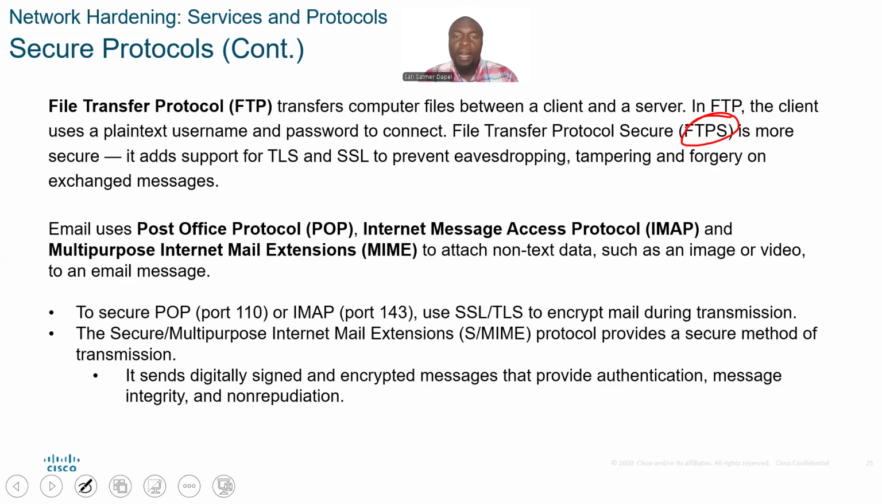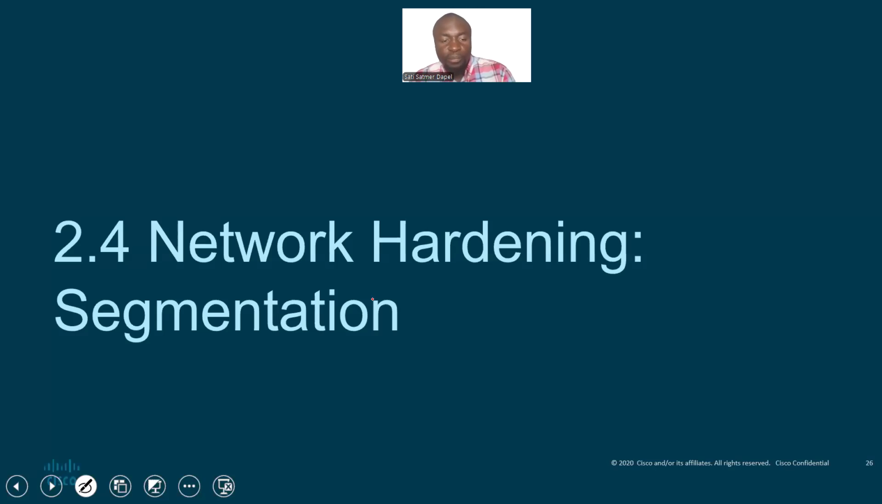So that's for transfer. How about for mail? Email uses what we call POP, which is the Post Office Protocol. And then you use IMAP, which is the Internet Message Access Protocol, and Multipurpose Internet Mail Extensions, MIME, to attach non-text data such as an image or video to an email. So there are different ports that all these things work on. POP uses port 110. For IMAP, 143. And that way it helps to secure your communication.